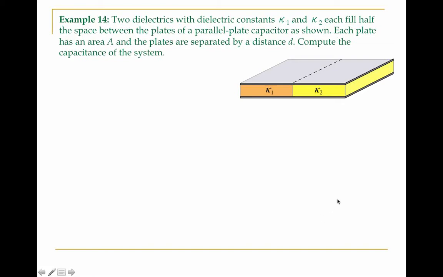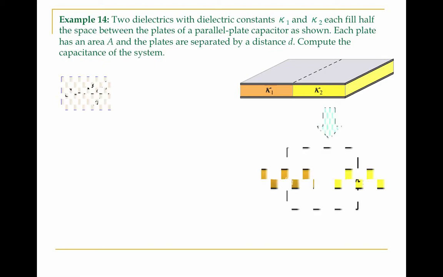So now I have a parallel plate capacitor, and I inserted two dielectric materials. Each one of them fills half of the parallel plate capacitor. And so the area, this will be area over 2, this will be area over 2. And the separation is the same for all. Compute the capacitance of the system or the equivalent capacitor.